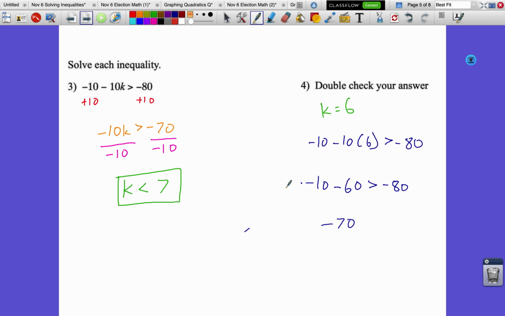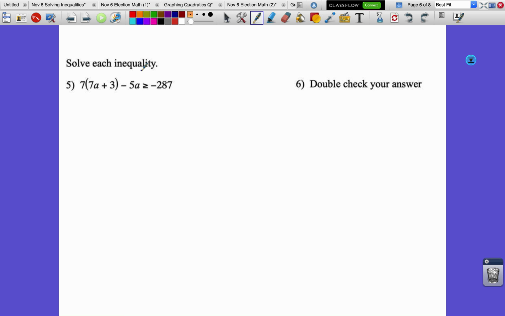All right, is negative 70 greater than negative 80? Well, when you have two negatives, you want the inequality to face towards the smaller negative. You'd rather be $70 in debt than $80 in debt. So this is facing the right direction, and this does pass our double check. All right, two more. Copy this one down.